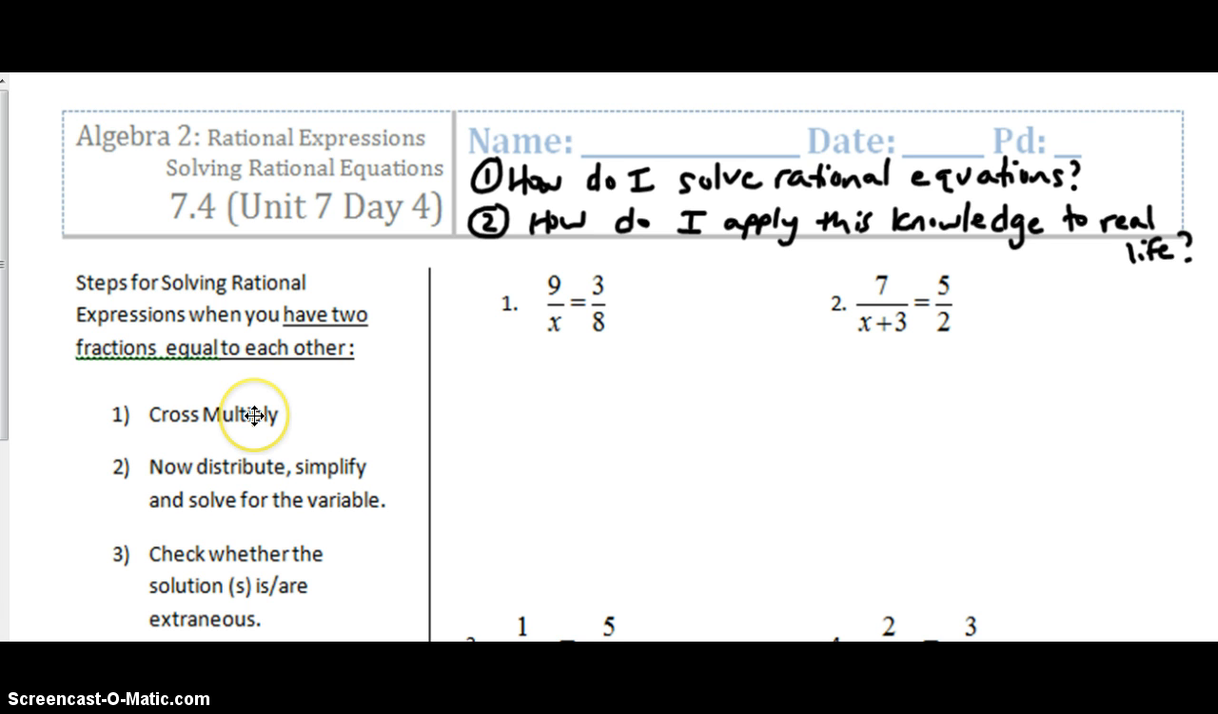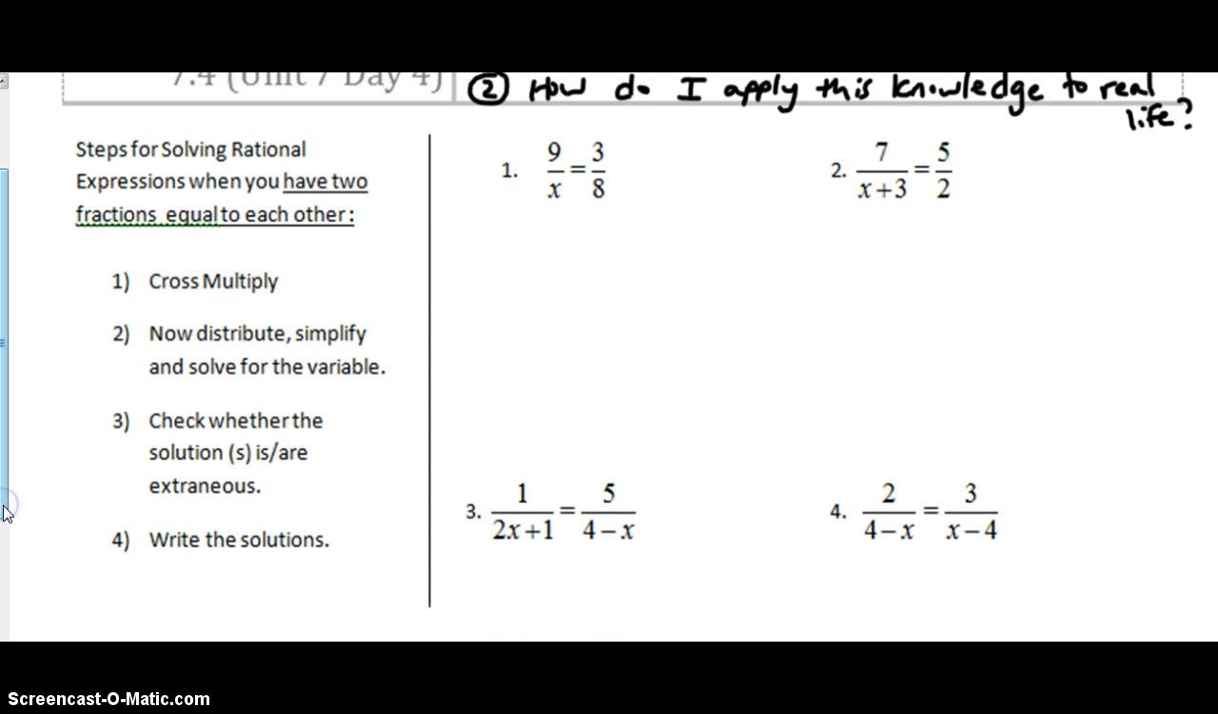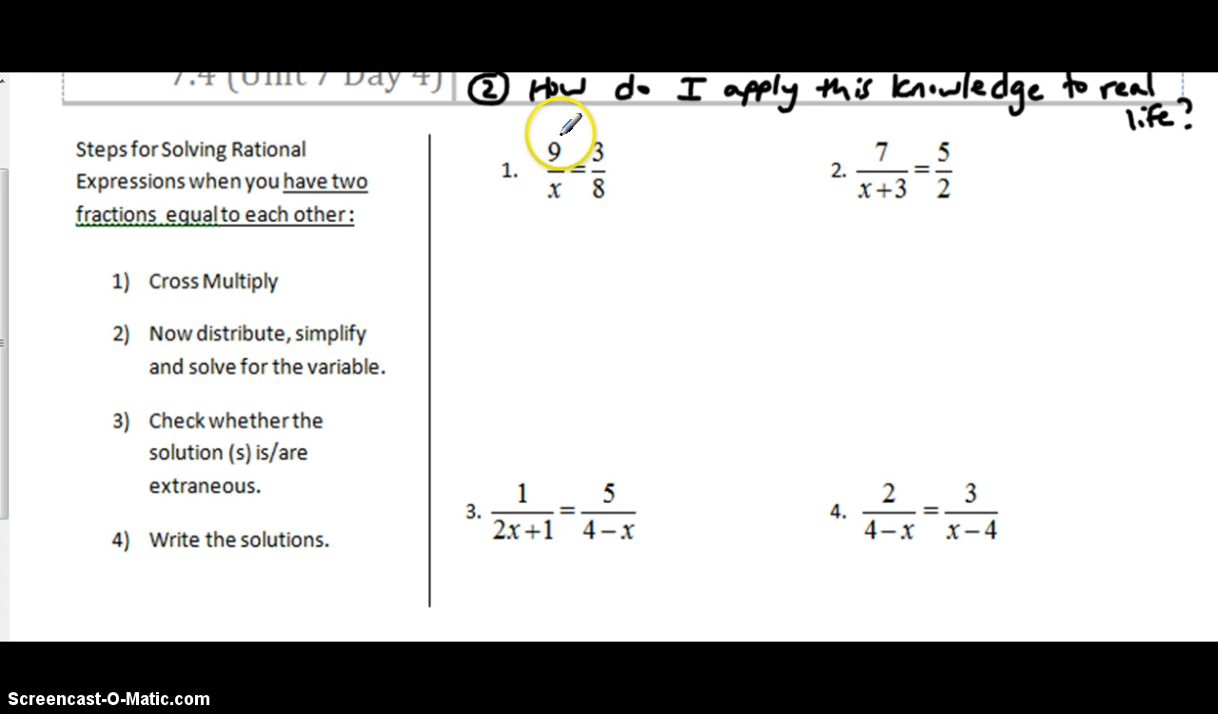We're going to start by cross multiplying. Step 2 would be distribute, simplify and solve for the variable. Step 3 would be check. You can have extraneous solutions with these problems, so you want to make sure you check. And last, you're going to write the solution. If you remember back from geometry and algebra 1, cross multiplying is only when you have one fraction equal to the other, and you take one numerator and multiply by the other denominator, and the other numerator by the other denominator.